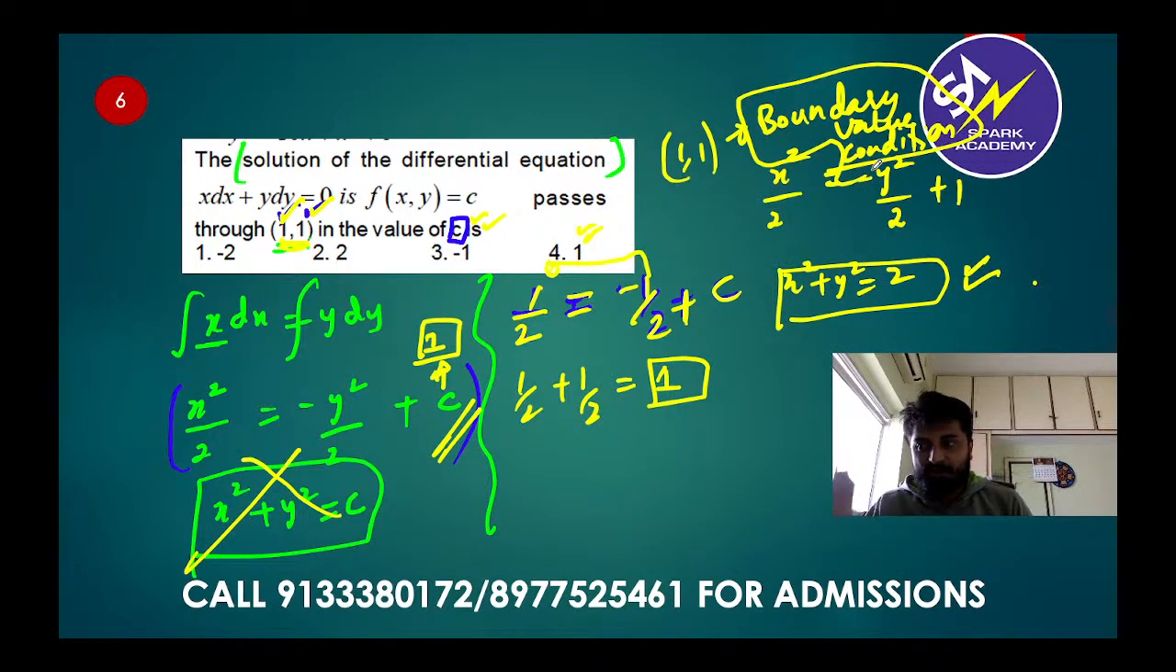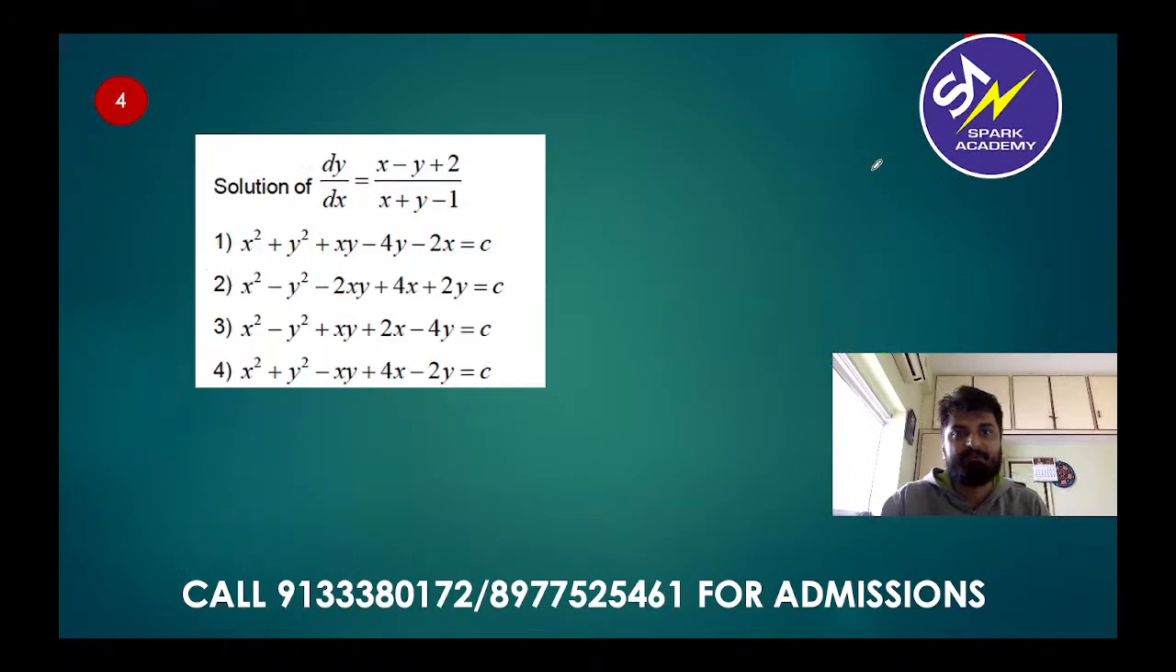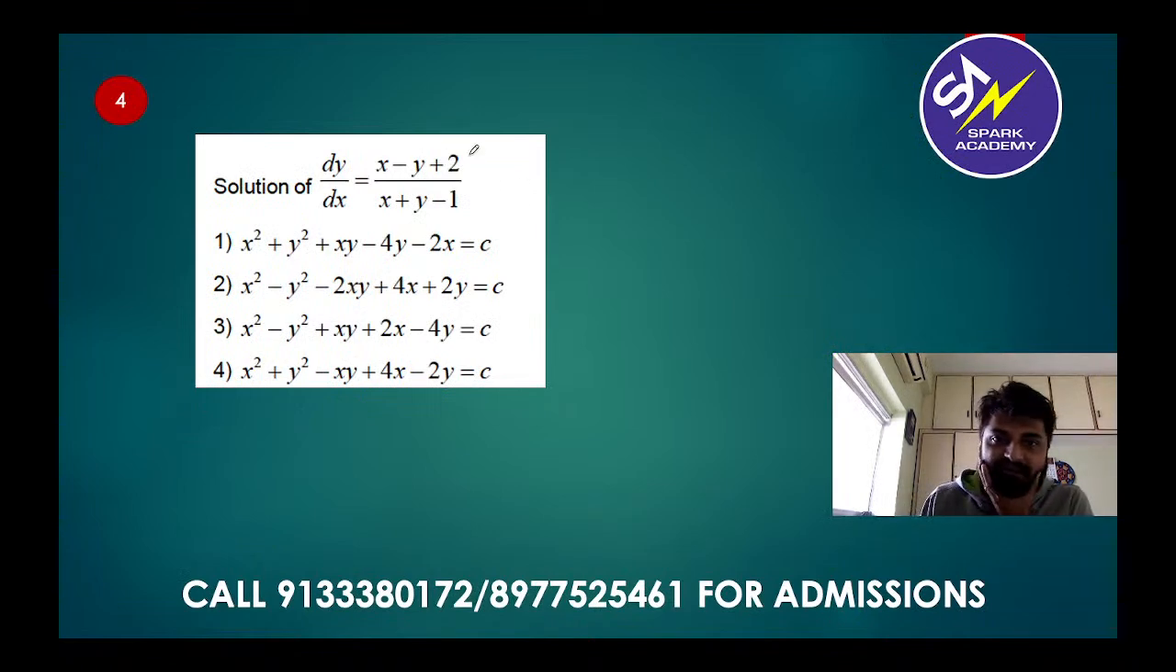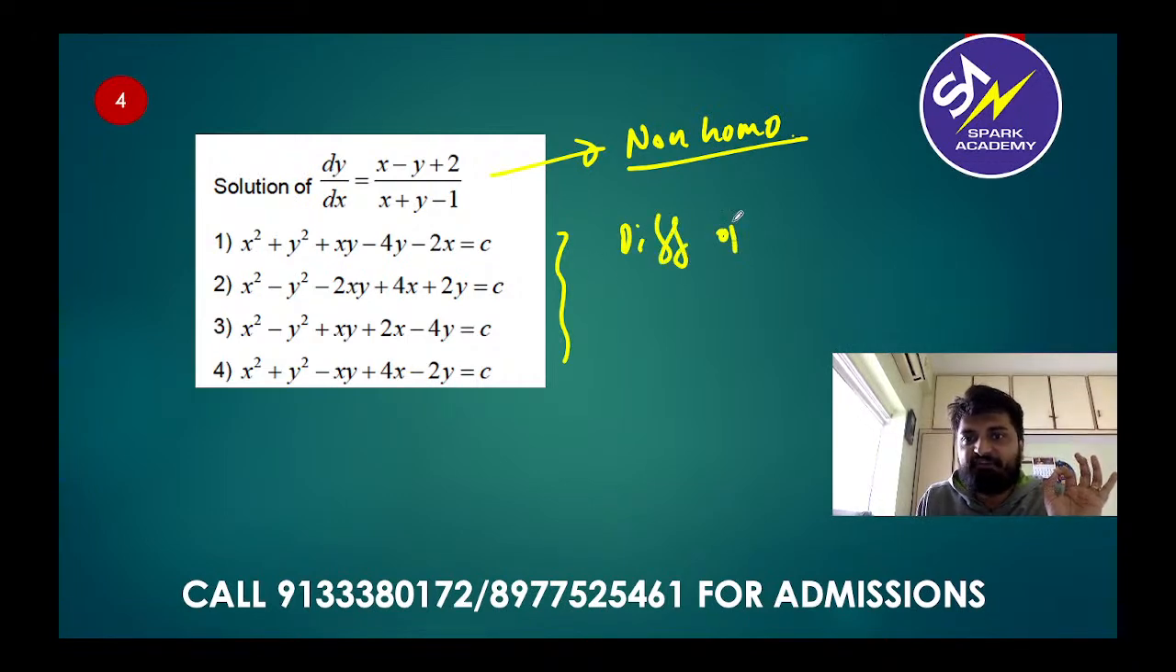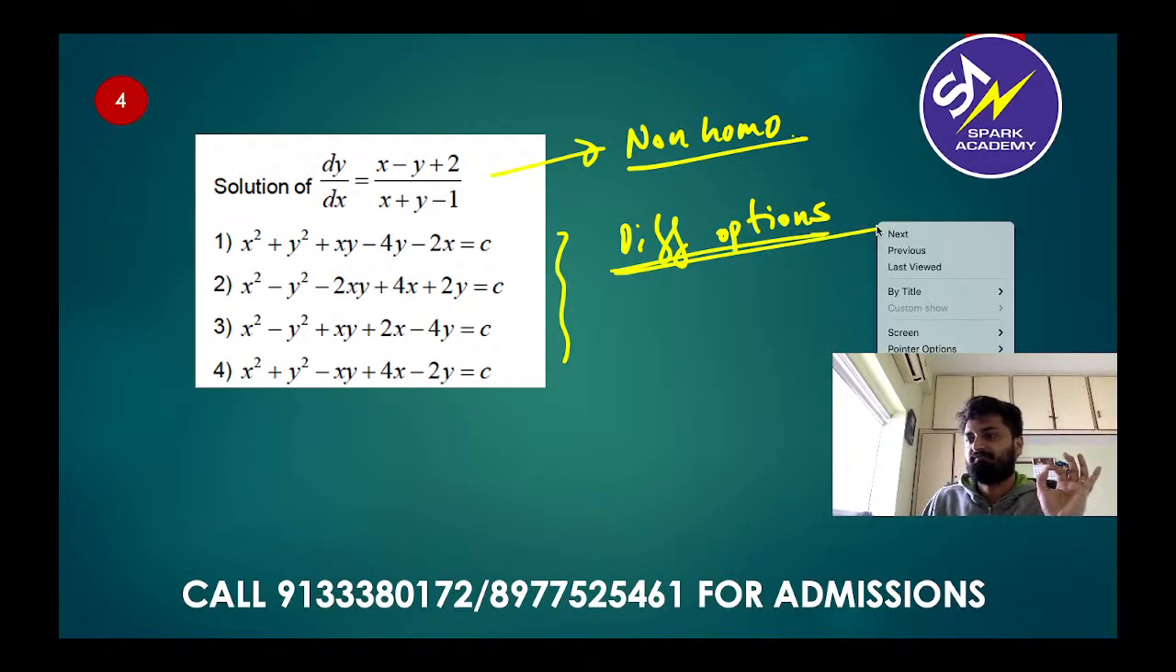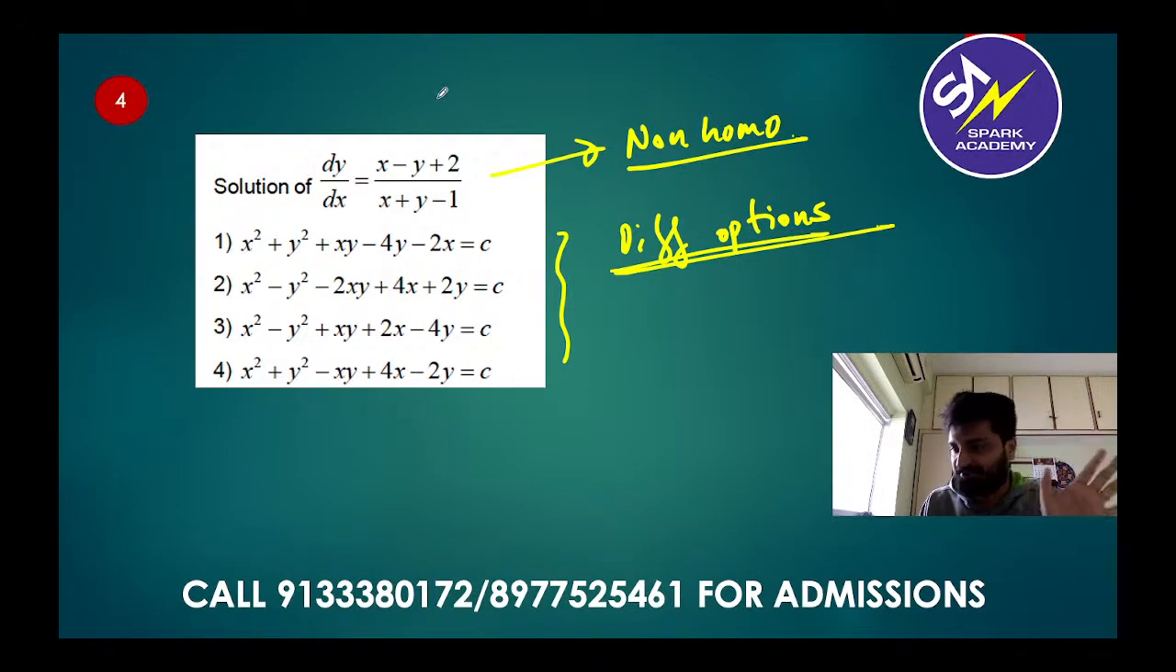Yes. Now coming to the trick which I told you I will discuss with everybody. Suppose you are getting this. This is not even homogeneous. This is a non-homogeneous type. How do we do this? For this, you have a technique which is to differentiate the options. You differentiate the options to get the question.